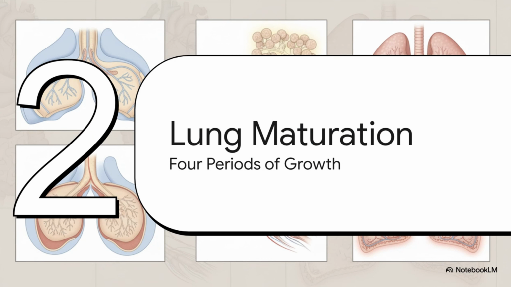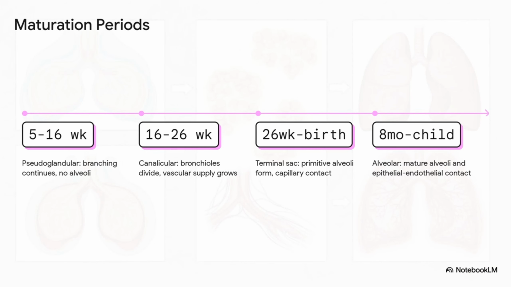Moving right along to Part 2, maturation of the lungs, and the 4 distinct periods of development. The microscopic maturation of the lungs is strictly divided into 4 histological periods, and you really need to lock down these timeframes for your exams. First up is the pseudoglandular period, running from 5 to 16 weeks. During this time, branching continues to form terminal bronchioles, but, and this is a huge but, no respiratory bronchioles or alveoli are present yet. Respiration is absolutely impossible at this stage.